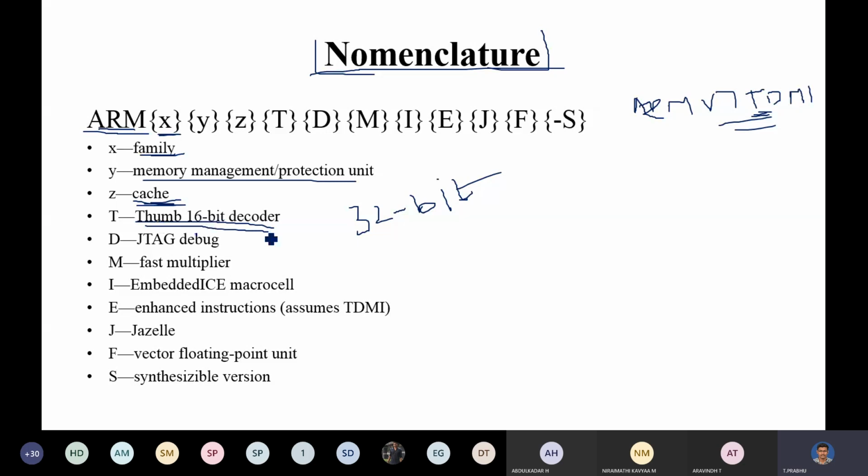E represents the enhanced, which assumes the TDMI. And J is the Jazelle state, which is represented in the CPSR.